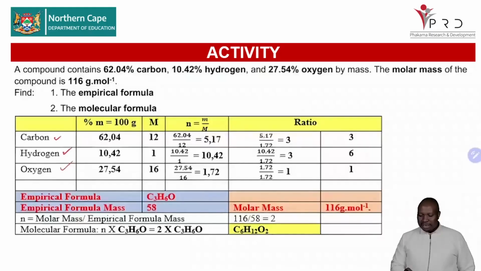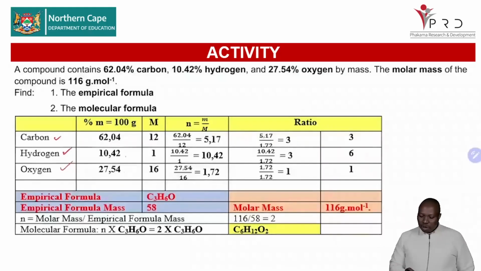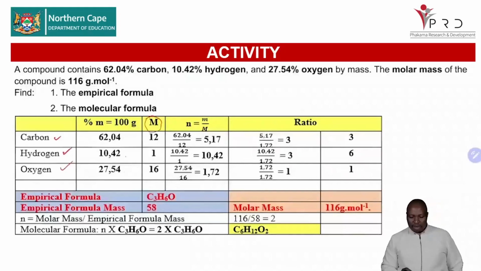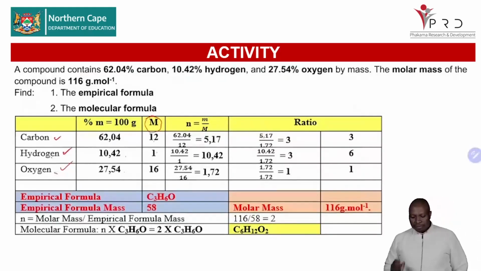So percentage by mass, that must be 100 gram. Our 100% is our 100 gram. Then you write the percentages by mass, which is 72.04 grams, 10.42 grams, 27.54 grams. Then you list their molar mass to say what is the molar mass of carbon is 12. Molar mass of hydrogen 1 or 1.008. Molar mass of oxygen 16.